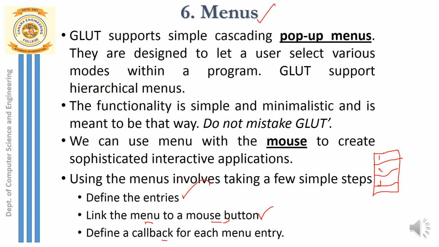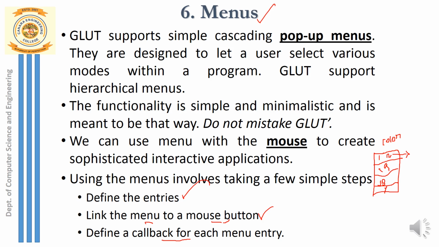The third step is you define a callback for each of the menu entries. So these are the menu entries I have here. Suppose this menu is a color menu, and on the display window I have multiple objects displayed. So what would be the entries in my color menu? Say the colors red, green, then blue, then yellow. So these are the different colors that I'm going to have inside my menu. For each of these menu entries, I should assign an action. What is that? The moment I click on this red button, what should happen?